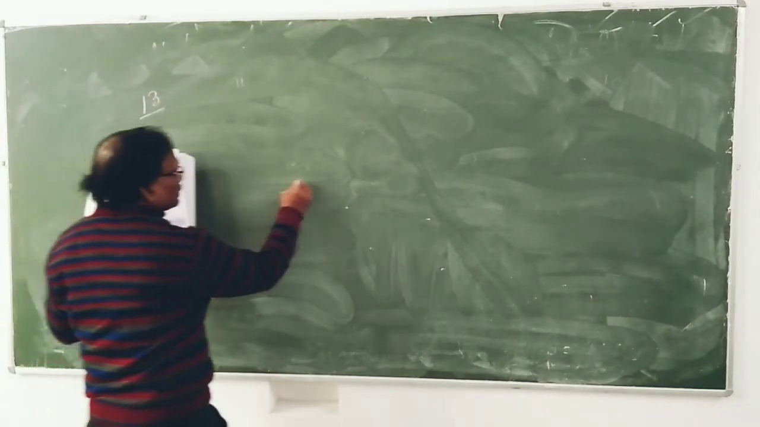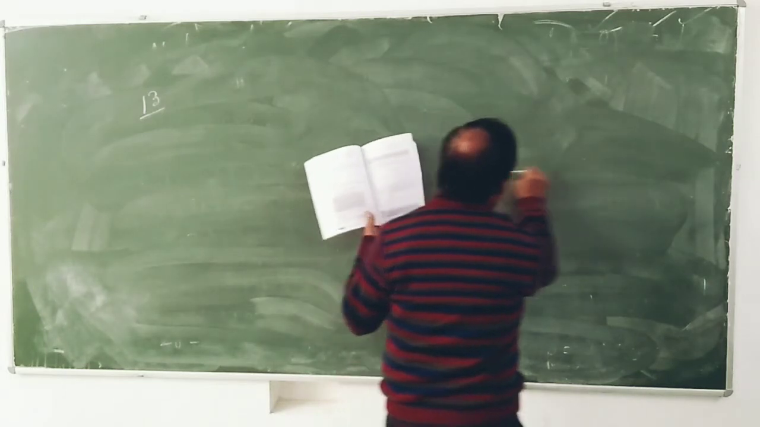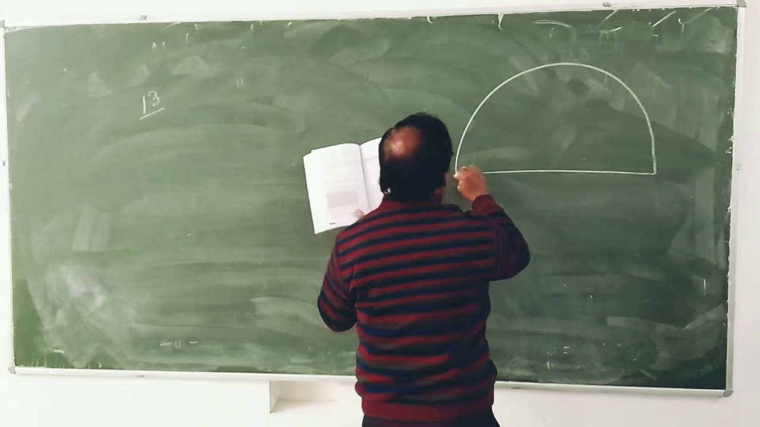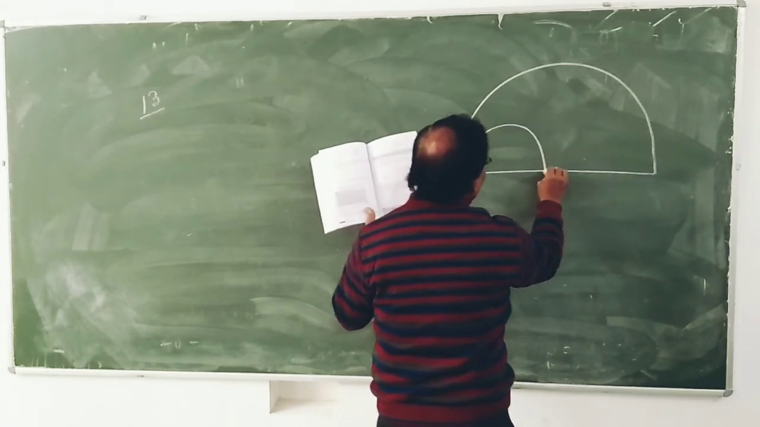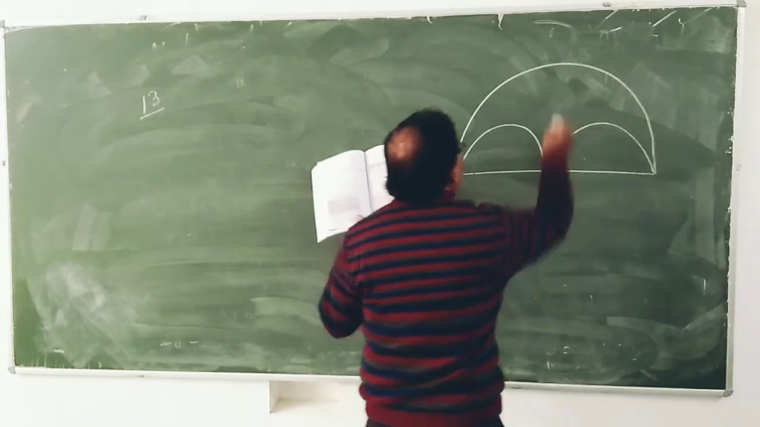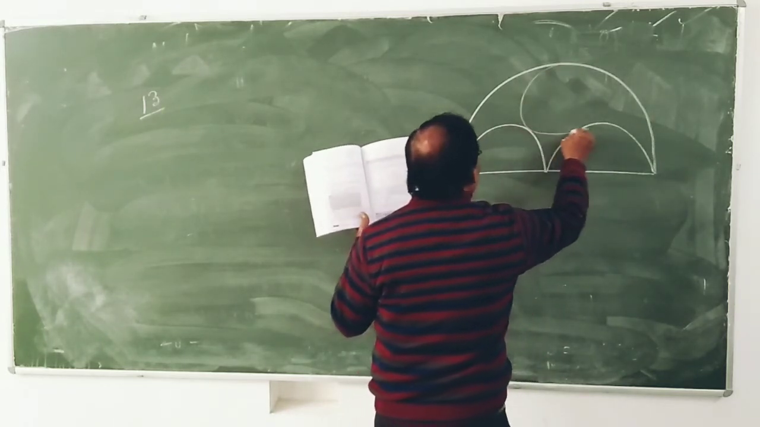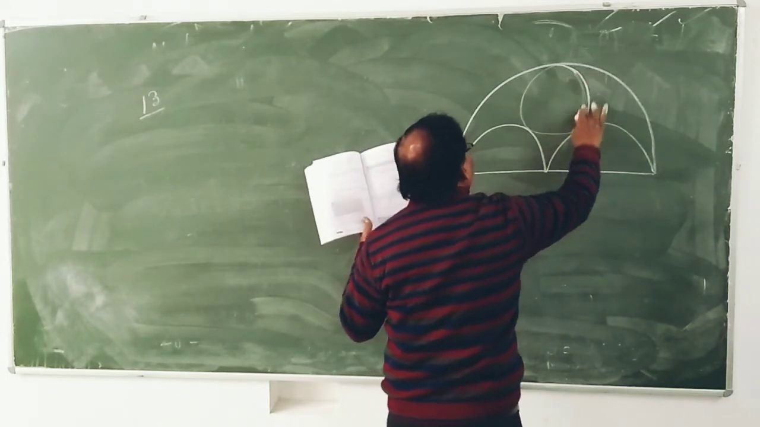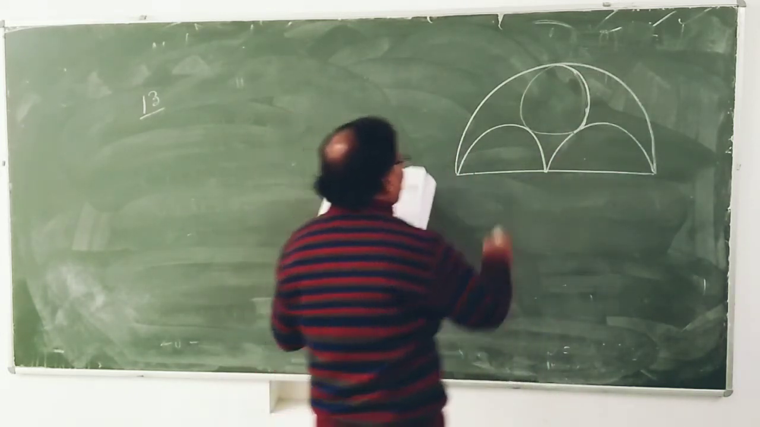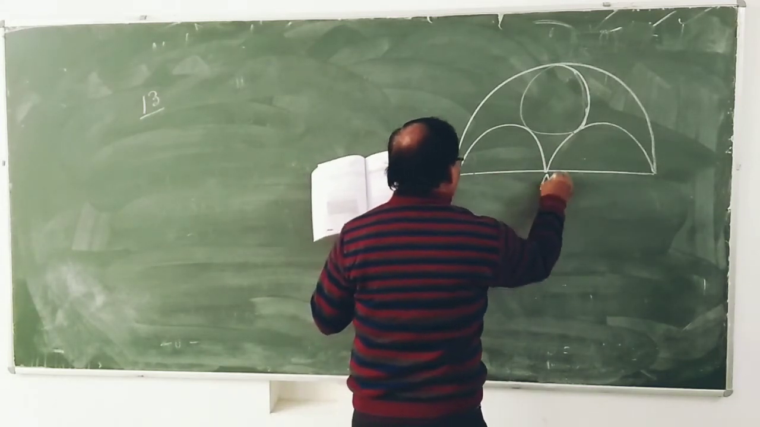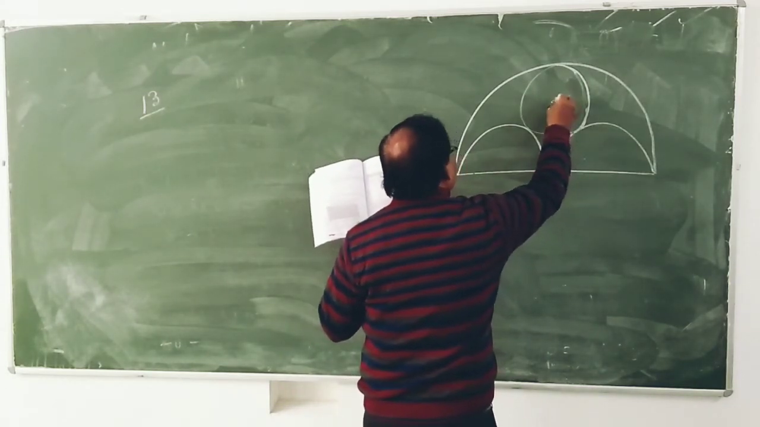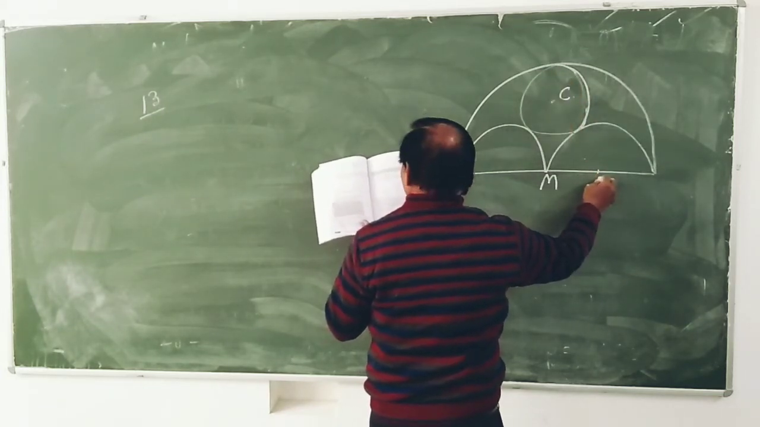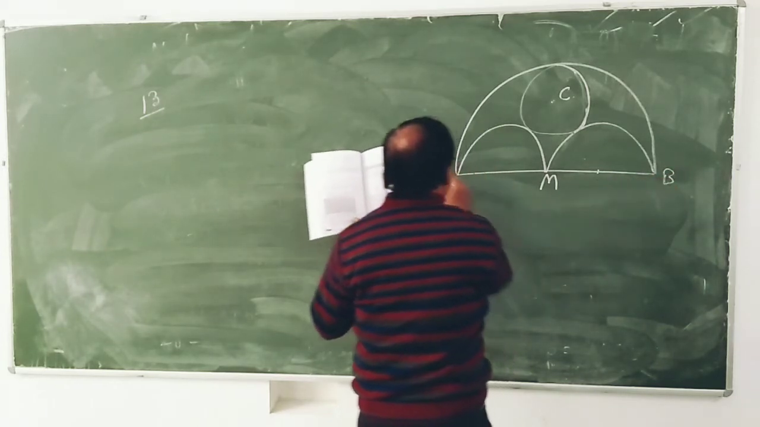Question number 13. There also the figure is given. And in this figure, two semicircles, एक तो अभी जो बना है और एक, ठीक है? And one circle. The M is the midpoint. C is the center of this small circle. This is B and this is A.